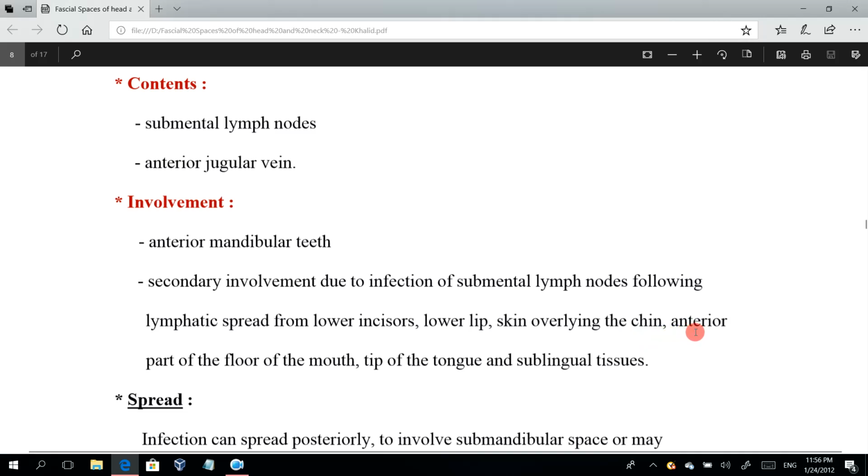To the submental lymph nodes, or from the anterior part of the floor of the mouth, or from the tip of the tongue and sublingual tissues. All these structures when infected may cause spread of infection to the submental lymph nodes, and if not treated it will cause swelling and even pus collection, and it converts to an abscess, needing surgical treatment.